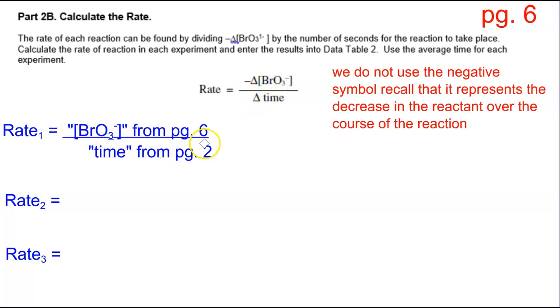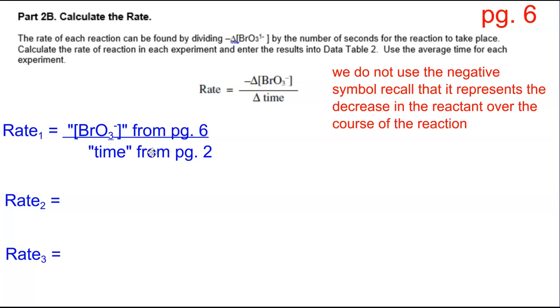So here's an example. You're going to take the number we just got at the top of page 6, and divide by your average time for experiment 1. The top number will be the same for all 7 experiments. The bottom number will be different, assuming that the times have changed for the 7 experiments, which they should have. So you're going to take whatever we just had at the top of page 6, and divide by the average time you recorded back on page 2 in the data table.